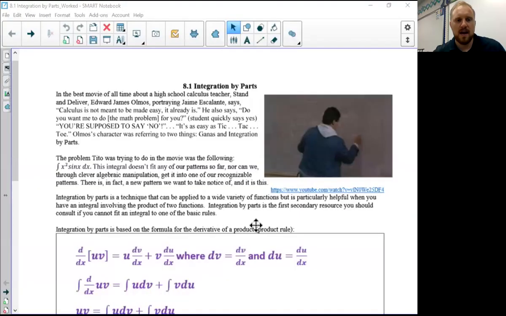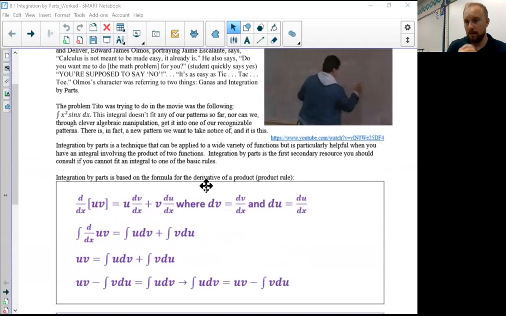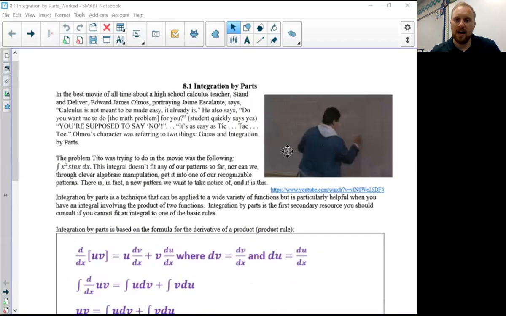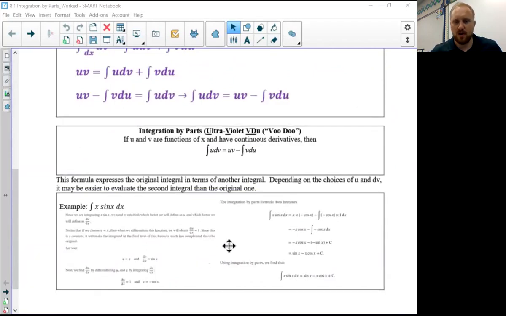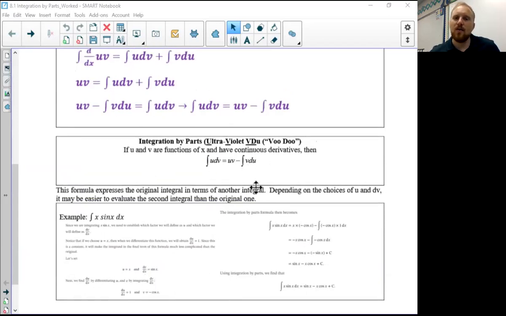So I'm going to share my screen here and show you in our notes. Integration by parts comes from taking the integral of the product rule. So if we take the integral of the product rule, we come up with this formula that we call integration by parts. Whenever we have two functions being multiplied together and we're integrating, we use integration by parts. In the example he did in the video, it was x squared times sine x, and down here we do a variation of that with x times sine x. Now this you need to make sure you memorize.